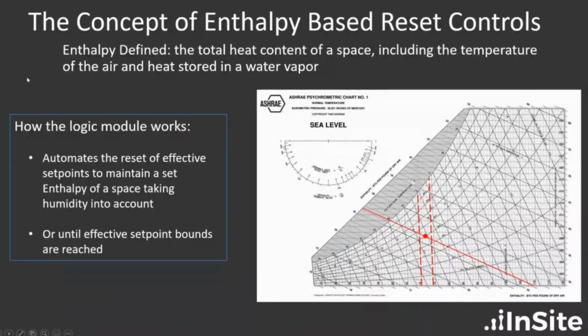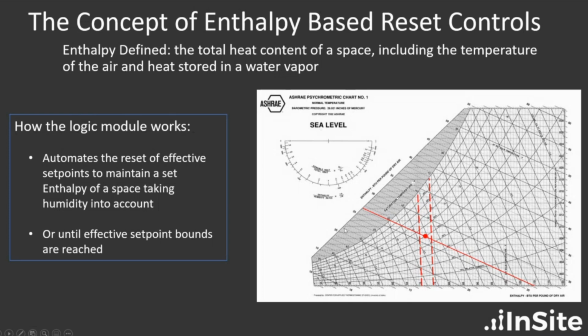So for the concept of enthalpy-based reset controls, enthalpy can be defined as the total heat content of a space, including the temperature of the air and heat stored in the water vapor, which is where humidity comes into play. How the logic module works: it automates the resets of the effective set points of the air handling unit to maintain a set enthalpy of a space, taking the humidity into account, or until effective set point bounds are reached.